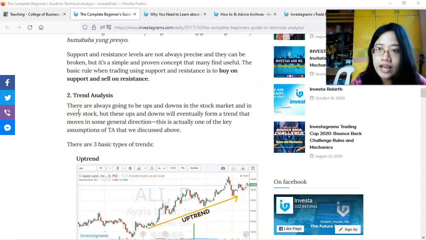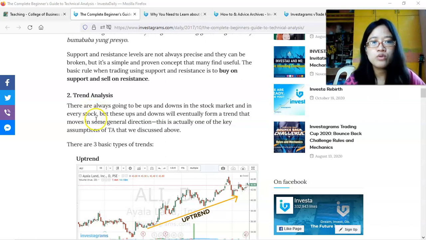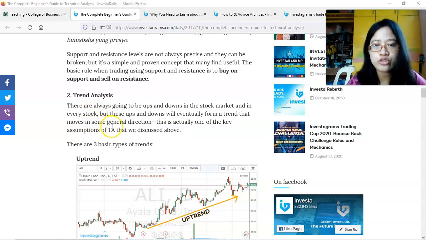Second, trend analysis. There are always going to be ups and downs in the stock market and in every stock. But these ups and downs will eventually form a trend that moves in some general direction. So this is actually one of the key assumptions ng technical analysis, right? That we discussed above, yung merong trends and patterns.